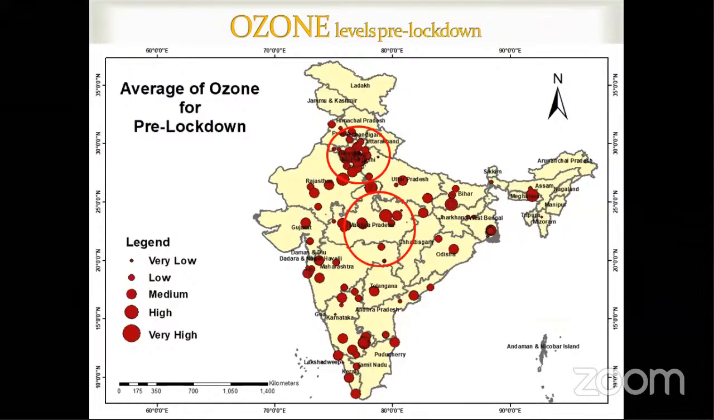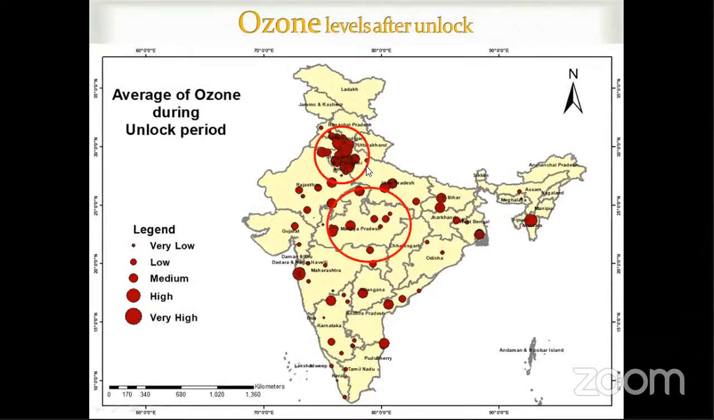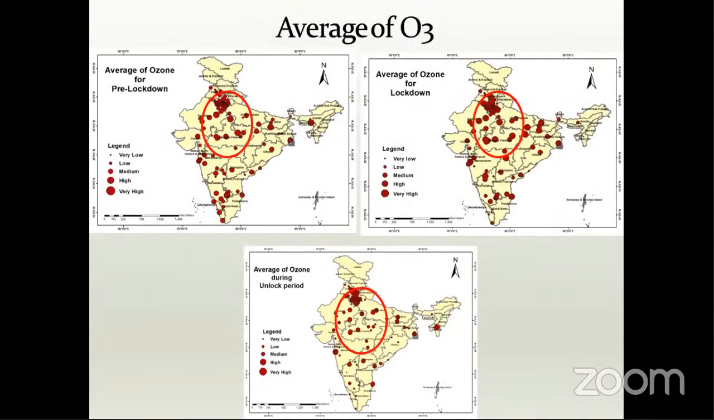Taking into account the dot density, we can see that it ranged from medium to high in the pre-lockdown, and it is spread all over India. Even in the lockdown, the ozone levels did not reduce to any level. So it is showing as medium to very high, and mostly in the northern part, it is very high. And in the unlock period, it is showing as a reduced level as a result of the lockdown. Even though it is not showing much difference, we can clearly see the effect it had during the lockdown, which is showing in the unlock period.